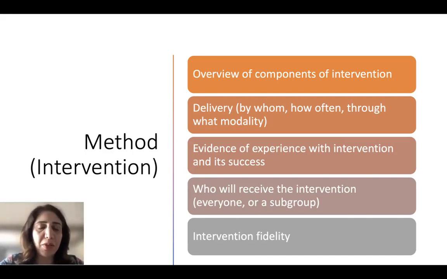Is it everyone that you recruited? Is it a subgroup of the population or participants? And if it's a subgroup, what are the characteristics of the people who are receiving it? And then also you want to talk about intervention fidelity, meaning that everyone who is supposed to get the intervention is getting the same intervention. It's not that your intervention changes from day to day depending on the situation. So you have a consistent plan to deliver the same intervention to everyone.